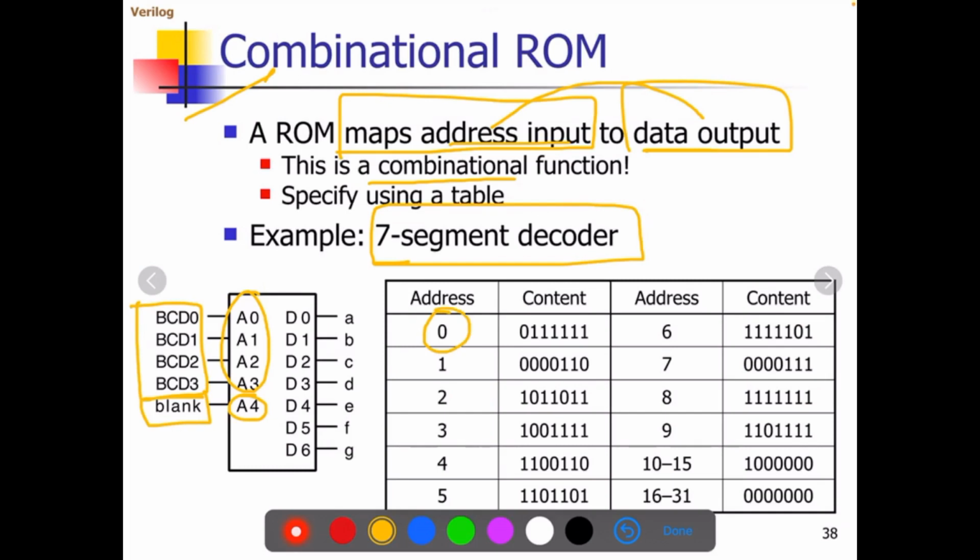For example, address 0 is getting mapped onto the content, which is 0 followed by 6 ones. When the address is 1, this is going to be the data. When the address is 2, this is going to be the data. That means whatever display we need to get on the 7-segment, the segments that we need to make high, those bits will be enabled. When the address is 3, this is going to be the output. That's how we map the address to the data.